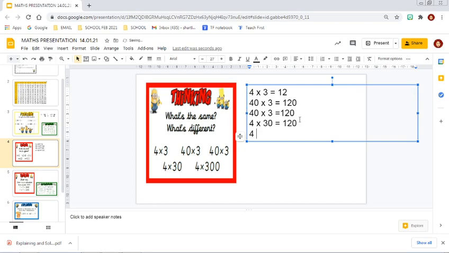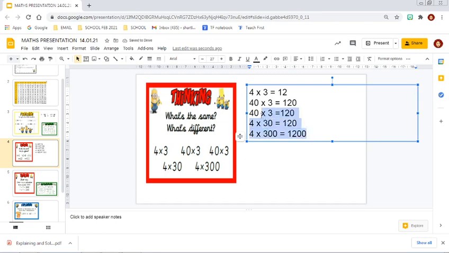Finally, I have 4 multiplied by 300. And here I have 4 multiplied by 30. I now can see that it's 10 times bigger, so I need to have an equals which is 10 times bigger. 4 multiplied by 300, if I have 120 here on a place value grid, I would move all of those digits one place to the left, and 4 times 300 equals 1200.